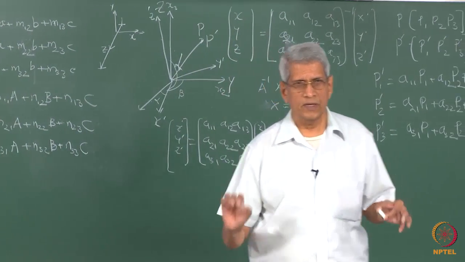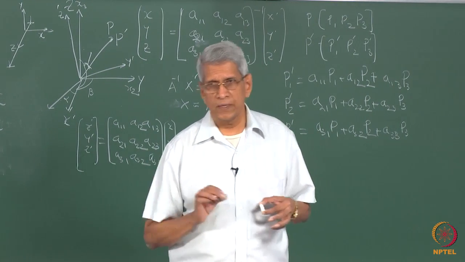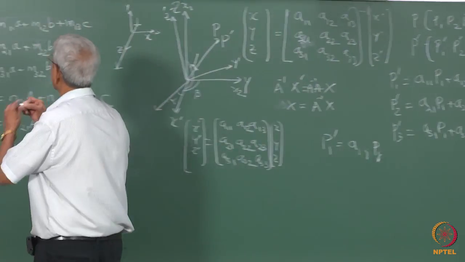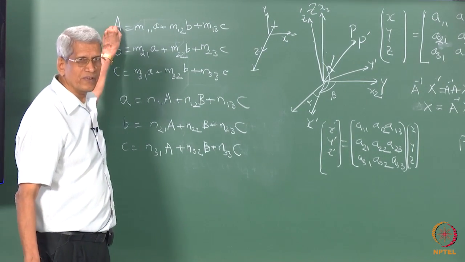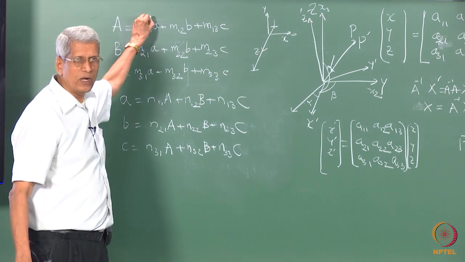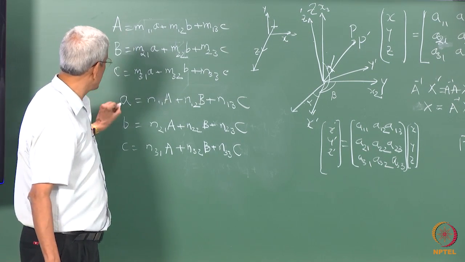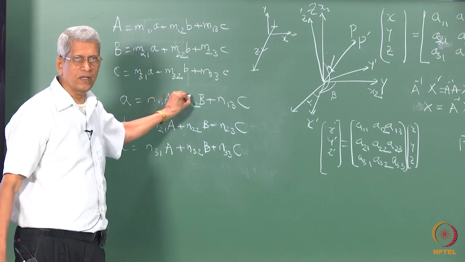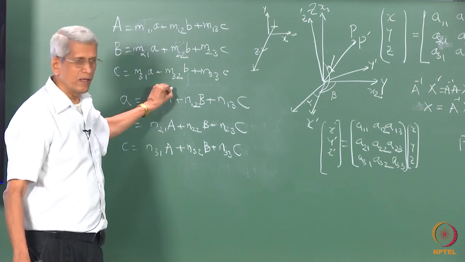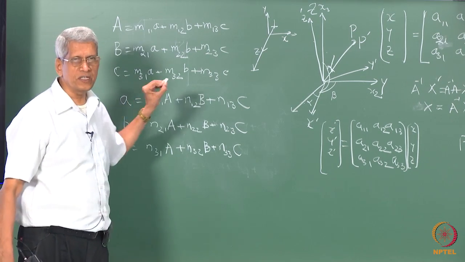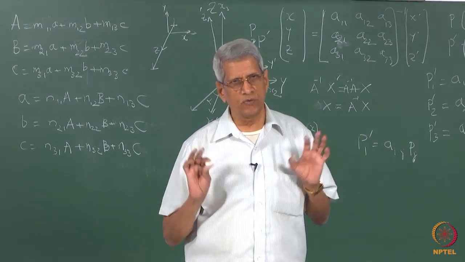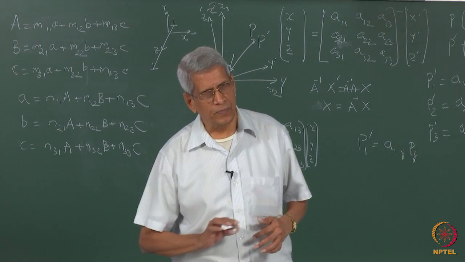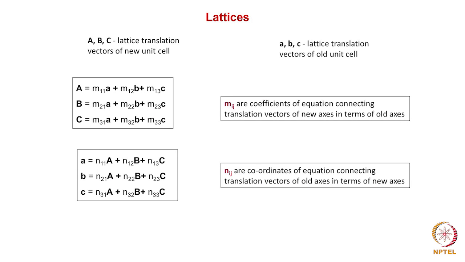Because when we look at A, what we are trying to find out is: what are the coordinates of A in terms of the old axis system, and what are the coordinates of A in terms of the new system? When we look at these values, these coefficients need not be the same. They will be different. That is why we are representing them with two distinct symbols.